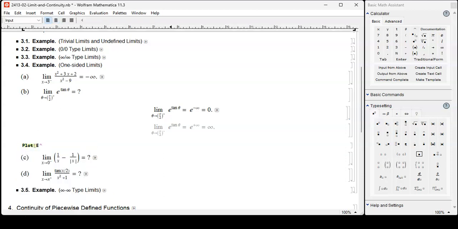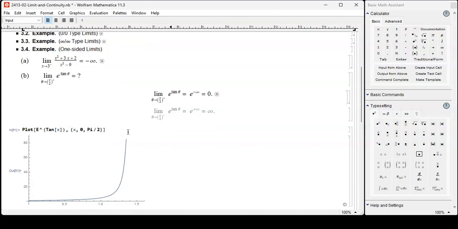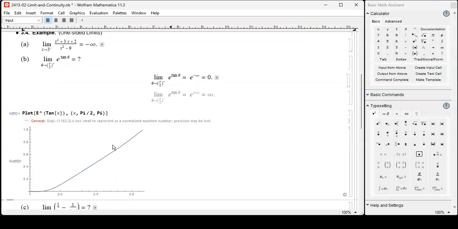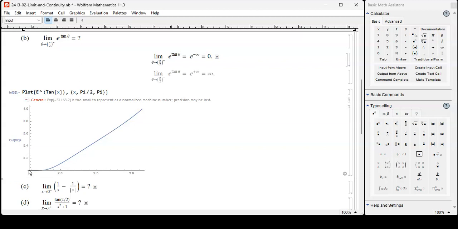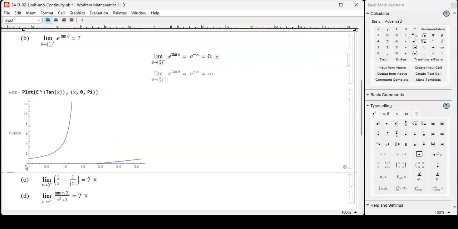E to the tangent x is going from 0 to pi over 2. Okay, so looks like it is going to pi over 2 plus, sorry about that, pi over 2 to someplace else. Okay, alright. So pi over 2, starting from 0. You can see that from the curve. Or 0 to pi, okay.